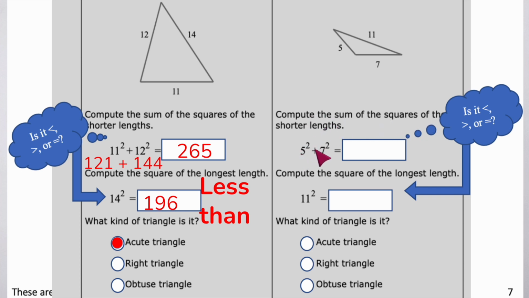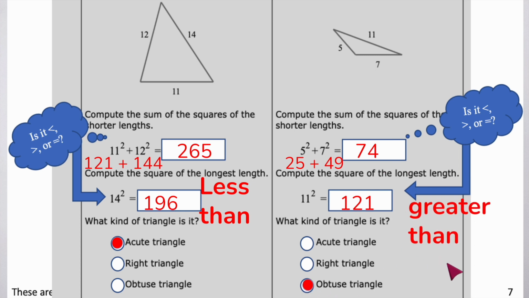So again, we're going to compute the sums of the squares of the shorter sides. We have 5 squared plus 7 squared. 5 squared is 25, and 7 squared is 49. If I add these together, I get 74. Now the longest side, well, that's 11, so 11 squared is 121. Now I'm going to ask: is 121 less than, greater than, or equal to 74? It's definitely greater than 74, so that means I have an obtuse triangle.